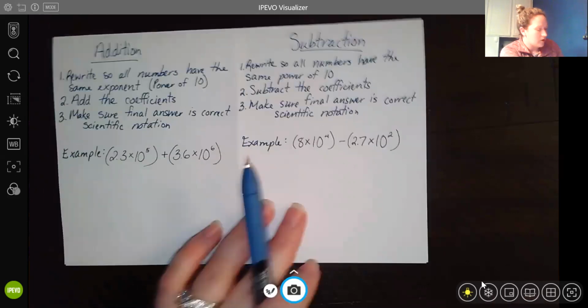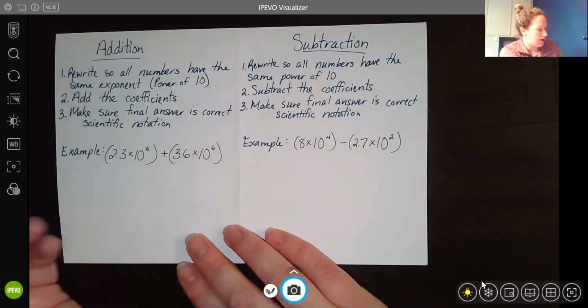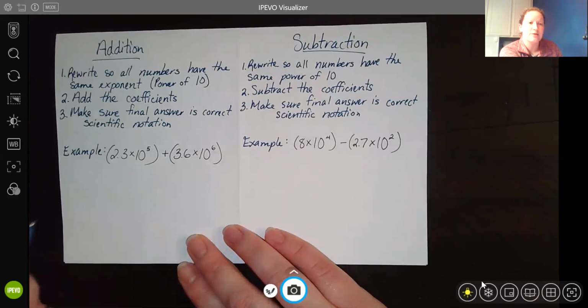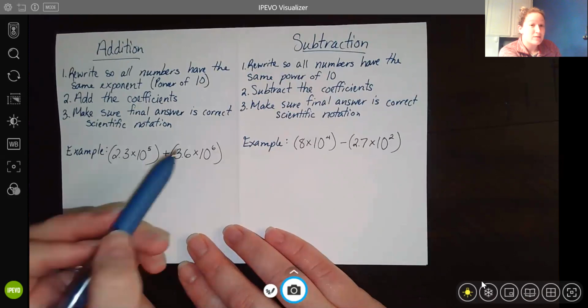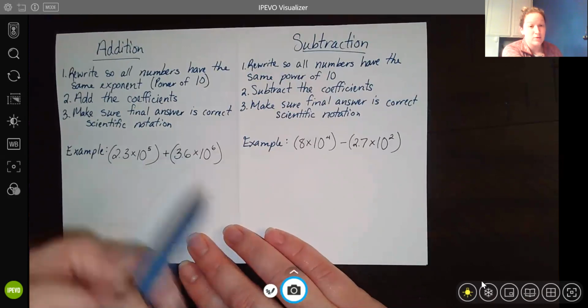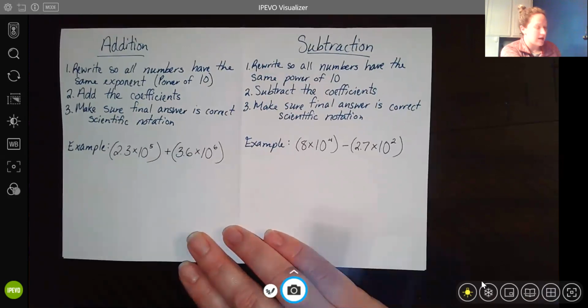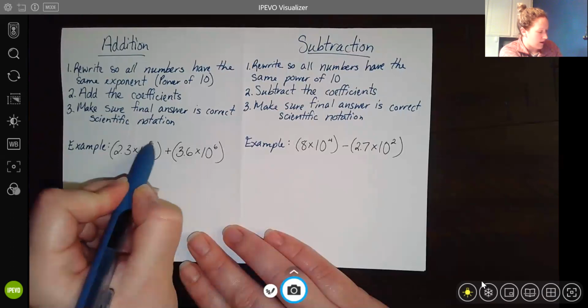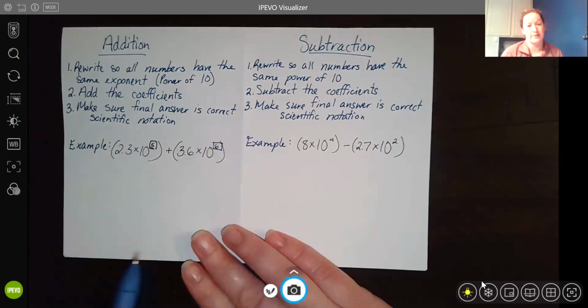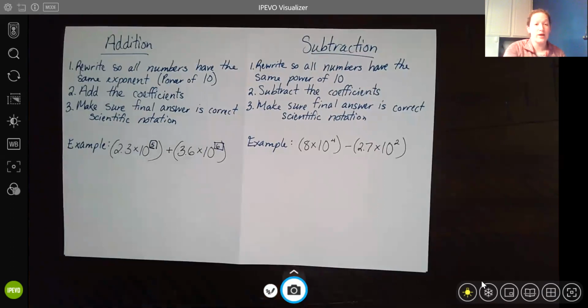If you notice here in my example, I have 2.3 times 10 to the 5th, and then I have 3.6 times 10 to the 6th power. Now, if my powers were the same, I could just move on to step 2, but I do not have the same powers. This one is a power of 5, and this one is a power of 6. So let's go ahead and rewrite so that all of our numbers have the same exponent, the same power of 10.